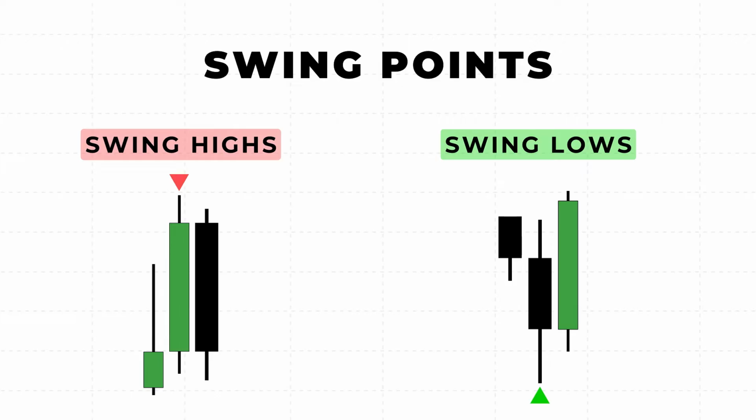These points become swing highs and lows. But there's a catch. They're only confirmed once the third candle closes. And guess what? These swing points can also be identified through the previous candle high and previous candle low. But what are those? It's pretty straightforward.